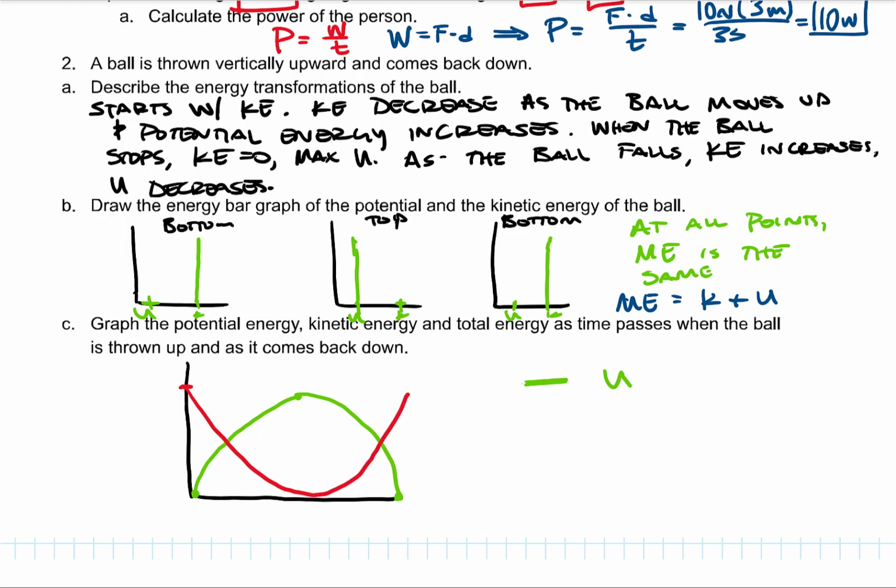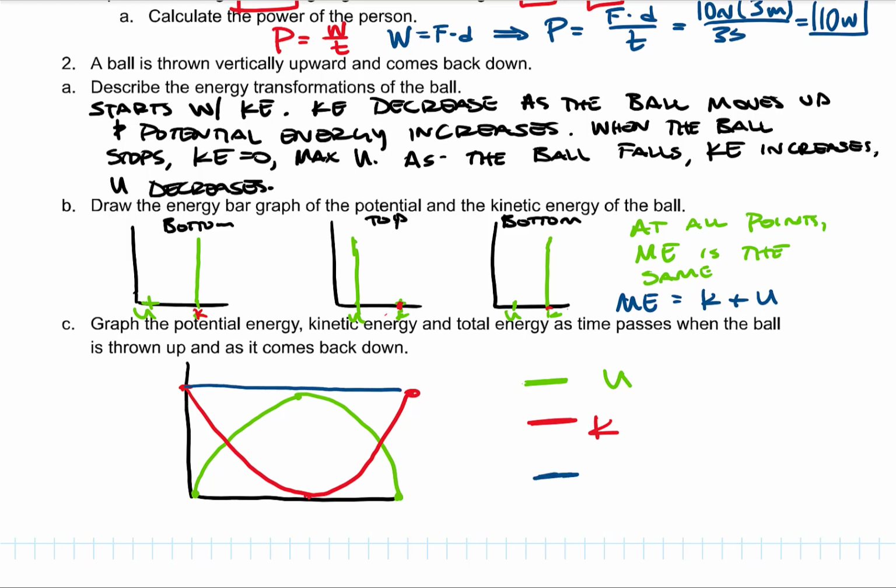The kinetic energy, we said we started off with a lot of kinetic energy at the beginning. It's going to dip down and then it's going to come back up. We had 0 kinetic energy at the top and then a lot of kinetic energy at the end. So the red is our kinetic energy.